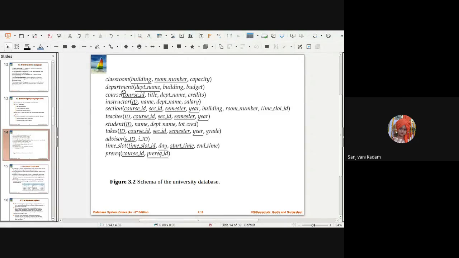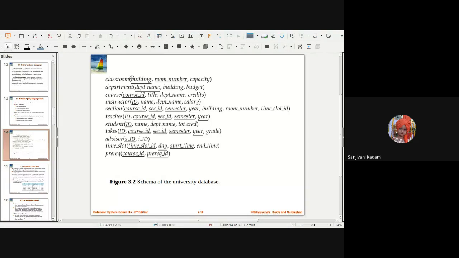Next, we have department. Within a department, we have department name, building, and budget. Next, course. In the course, we have course ID, title, department name, and credits. Next, in the instructor, we have ID, name, department name, and salary. Section has course ID, section ID, semester, year, building, room number, and time slot ID. Again, teaches is one relation, student is one relation, takes is one relation, and then advisor, time slot, and prerequisite.